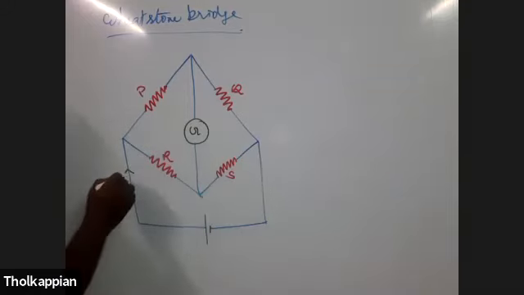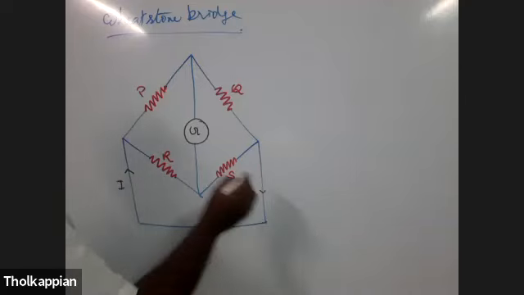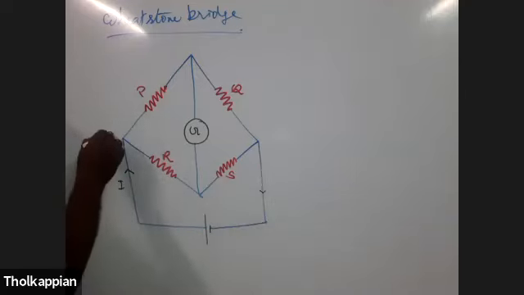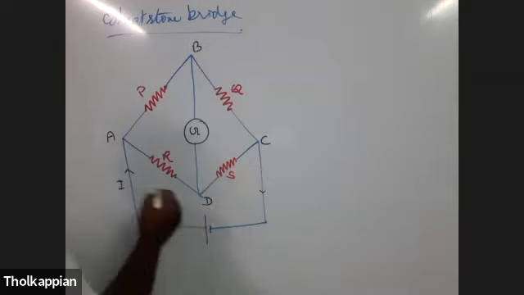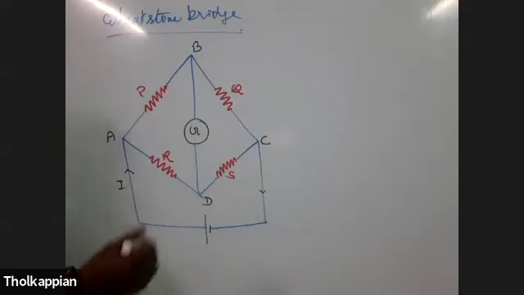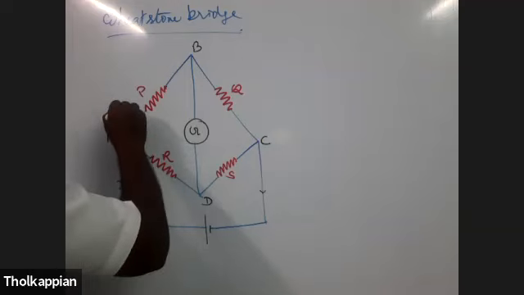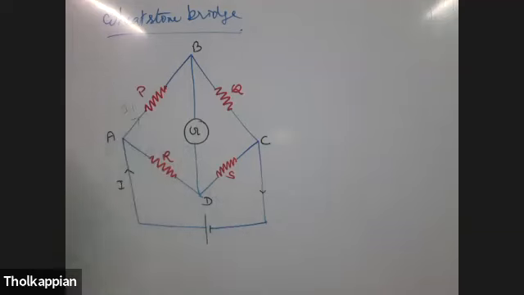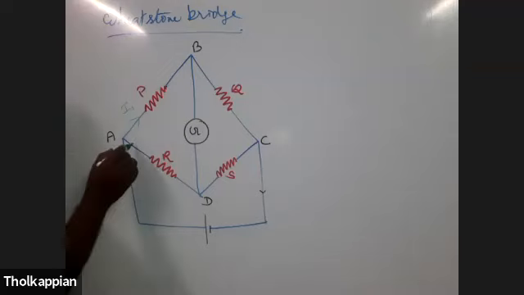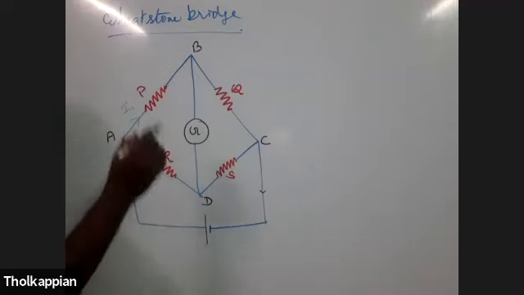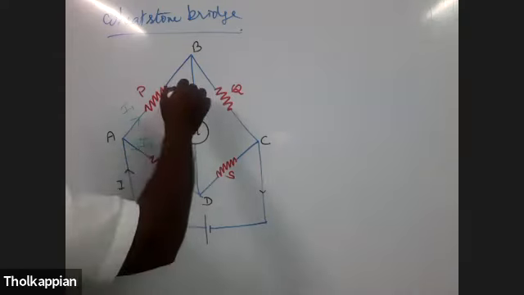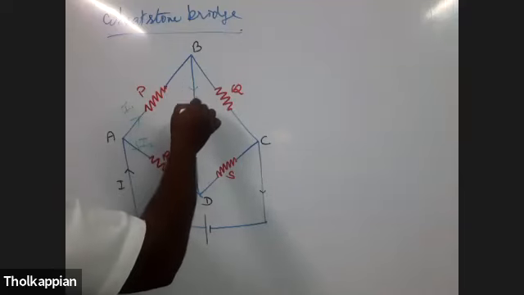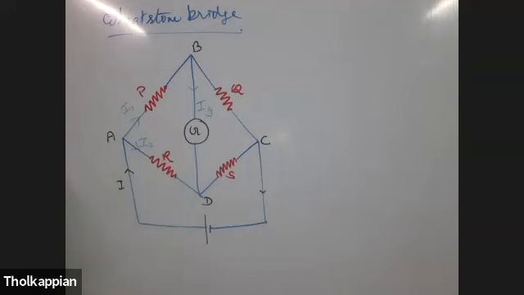This is the direction of current, I. Consider this terminal is A, this terminal is B, this terminal is C, and this terminal is D. Now the current flows through all these terminals. Here the current is I1 and here the current is I2. See, the current is first split up into 2. And the current flowing through the galvanometer is IG.